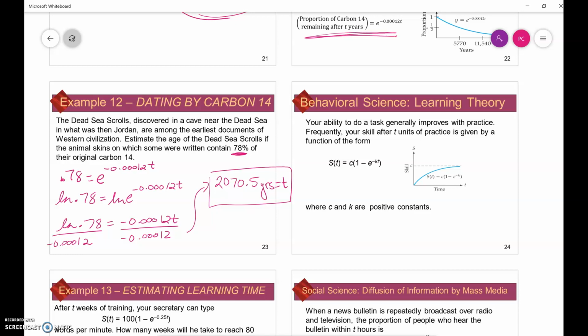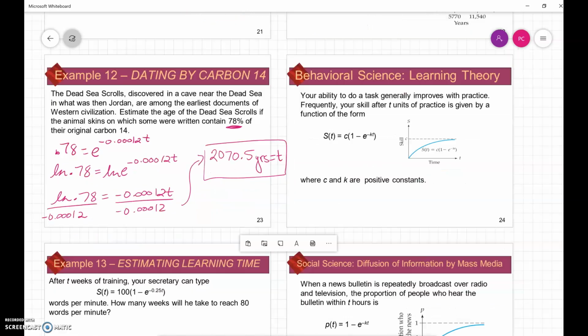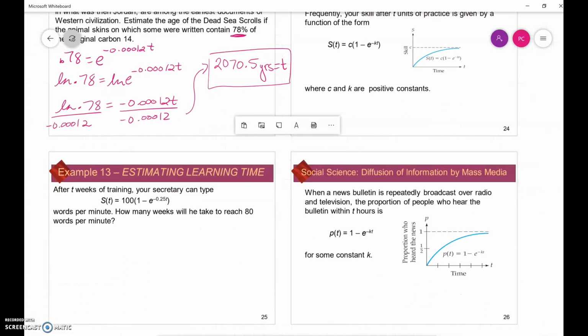Another cool application here is learning theory. Your ability to do a task generally improves with practice. Frequently, your skill after T units of practice is given in function form: S of T is equal to C times 1 minus e to the negative kt, where C and K are some positive constants. So, this is where this comes in handy.